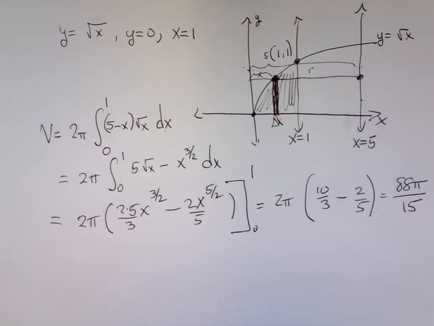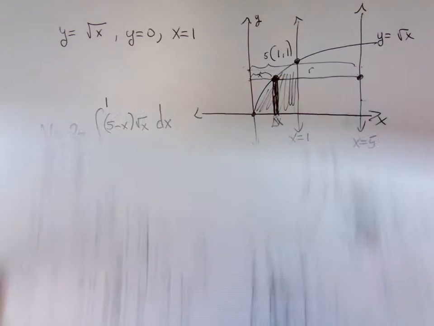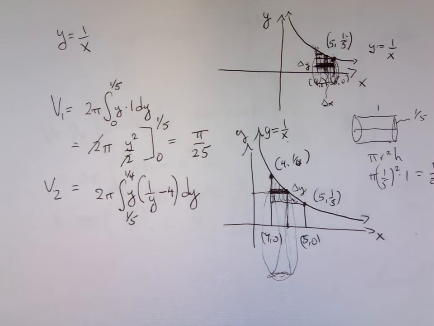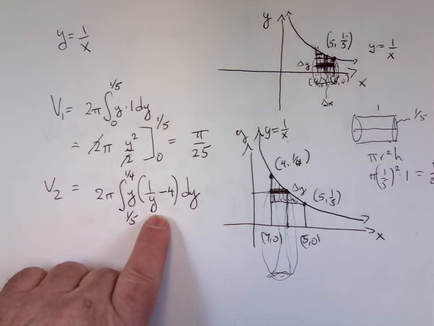On the previous round, was it 1/4 minus y? On the previous one, what about it? On the last equation, is it, oh, it's 1 over y. It's 1 over y minus 4.